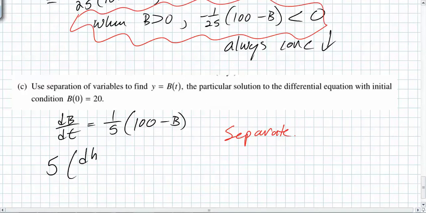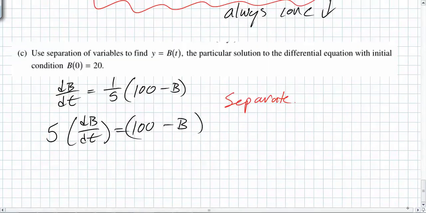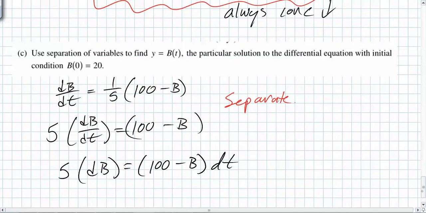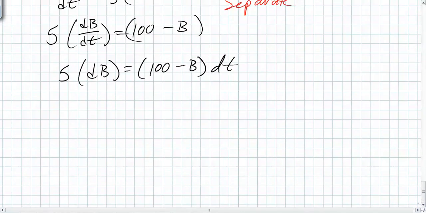5 times db dt is equal to 100 minus b. Now what do I do? Let's multiply by, that's good. So 5 times db is equal to 100 minus b times what? Now what do I do? So what do I end up with? 5 over 100 minus b db is equal to what? dt. Have we separated? Yes. The db is only touching b's, and the dt is all alone.